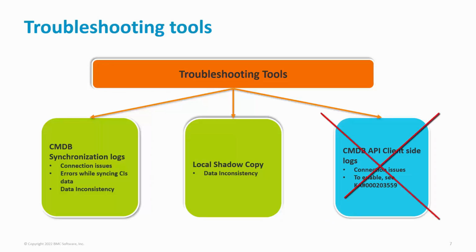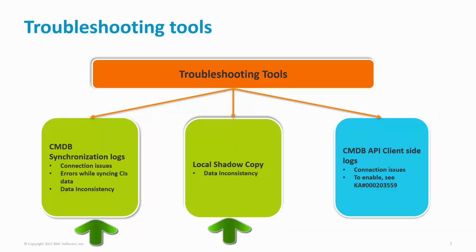As this is not a very commonly used tool, I'm not going to go into details, but if you're interested and want to know how to enable this type of logging, you can review the K article that I mentioned here. You can also find a link for this K article in the reference slide of this presentation. In coming slides, we are going to focus on the first two tools, that is CMDB synchronization logs and local shadow copy. And we will see how these two can help us to troubleshoot all types of Discovery to CMDB integration related issues.